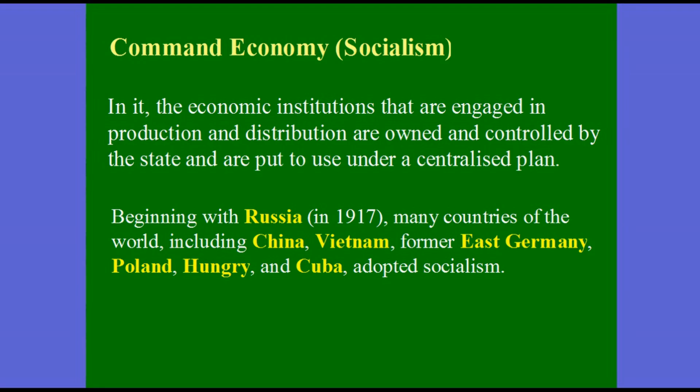Command economy or socialism. This is an economic system in which economic institutions, production, and distribution are owned by the government or the state. The system began in 1917 in Russia. After that, many countries adopted this system.